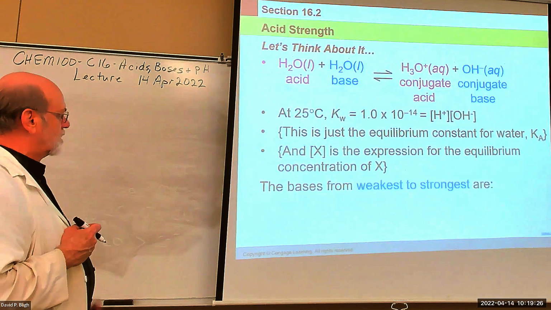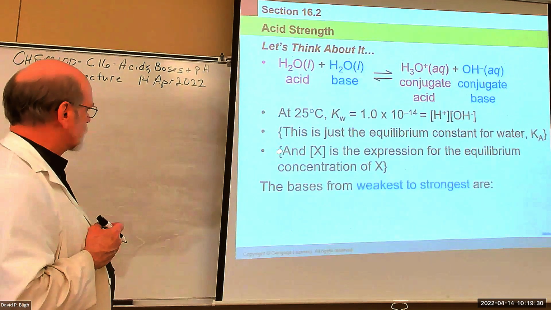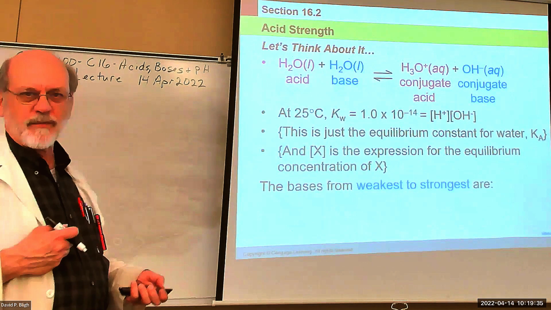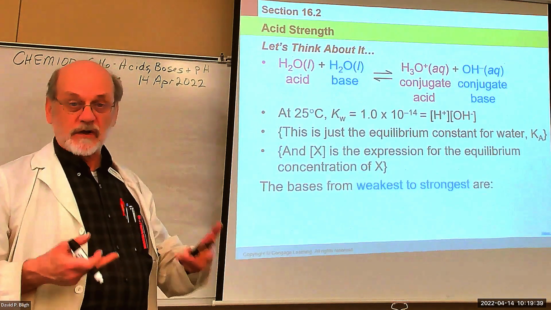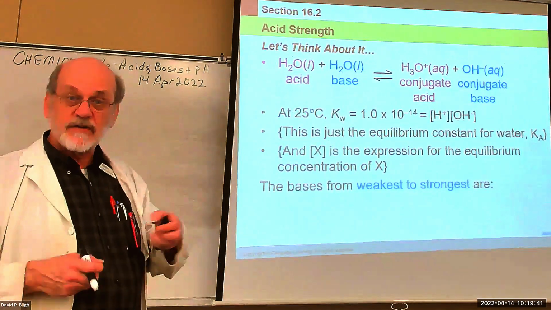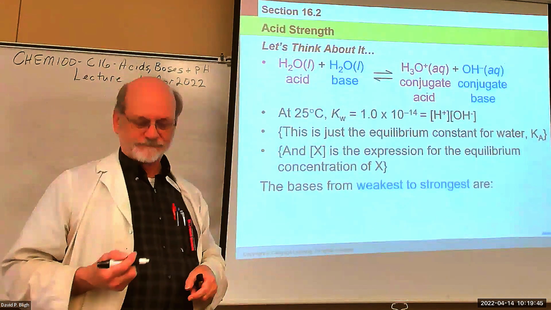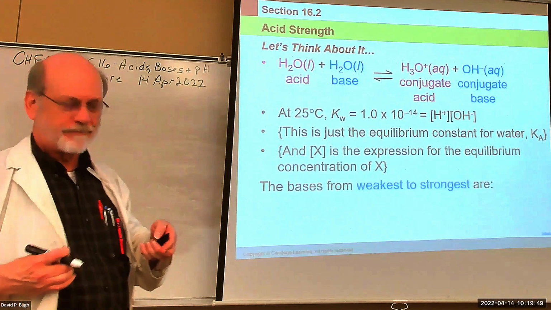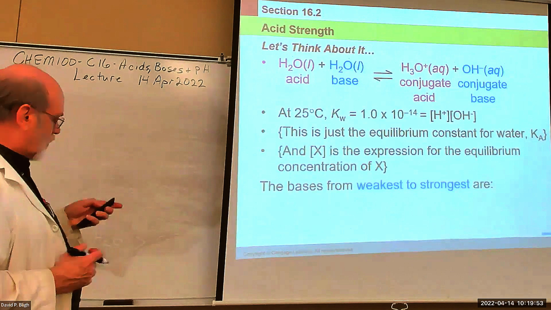Let's see. I don't know where this one came from. Why are we saying this? [X] is the expression for equilibrium concentration of X. That's just a reminder. Right? Anytime you have square brackets, that means equilibrium concentration. If it's not equilibrium, then we may use parentheses. But we're not going to go there in this class, just not enough time. So we'll always use square brackets.